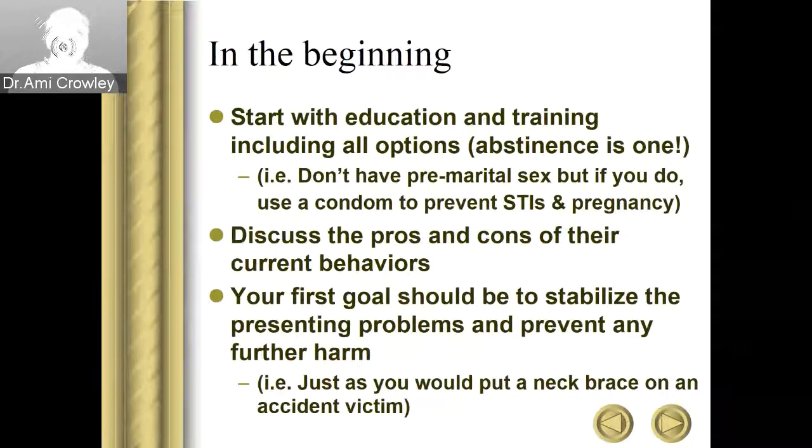So in the beginning, when working with a client on harm reduction, you want to start with education and training, including all options, abstinence being one of them. So you start with your client, you teach them about harm reduction, you talk to them about various ways that they can change their behavior, identifying harm, and of course, abstinence being one of the potential goals. So an example is, don't have premarital sex, but if you do, use a condom to prevent STIs and pregnancy. So that would be kind of an intro to utilizing harm reduction with someone.